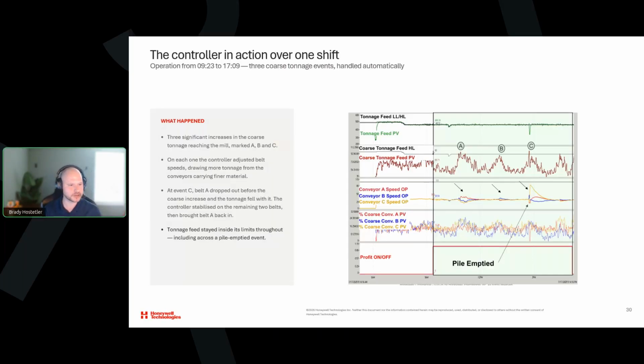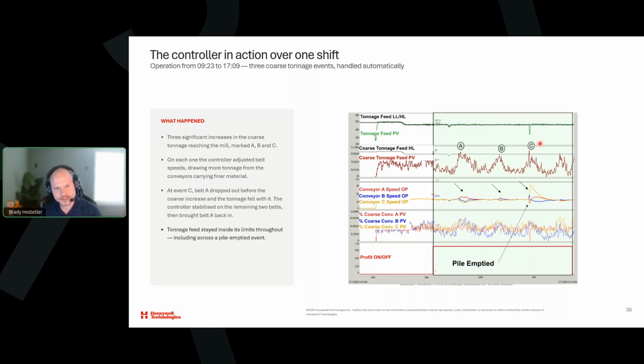And this is just a look at it. So these are 3 events I want to show, A, B, and C. These are where the coarse tonnage feed increases. Our conveyor speeds are interacting with that, so they're adjusting. Conveyor A had more fines, okay? So you'll see it bump up a little bit to keep the fine speed based on tonnage feed.